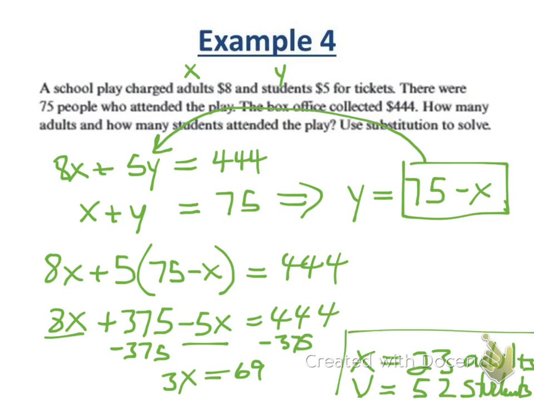Okay. 23 adults. And this is where it becomes very important to go back to your original problem and make sure that you see where you define things, right? X is adults and Y is students.